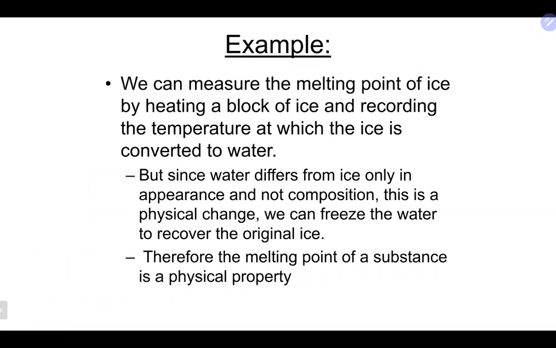So as I mentioned before, with our block of ice, we could record the temperature where it starts to melt, and that would be a physical property. And again, the physical change there. If you wanted to, you could capture the steam, cool it back down, get the liquid water, put that liquid water back into the freezer, and you would get back your ice. So again, it is fundamentally the same thing. There really is no chemical reaction that has taken place. It's just a physical sort of change that occurs.